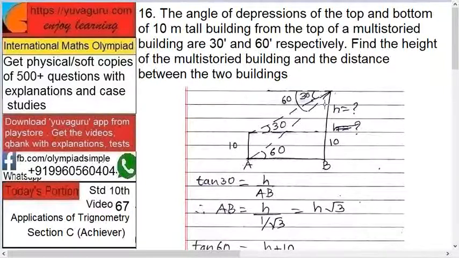Okay, now let's solve this quite easy problem. See, a depression means what? If you draw a line parallel to this from 10, so what happens? This angle becomes 30 and similarly this below angle also becomes 60, right?